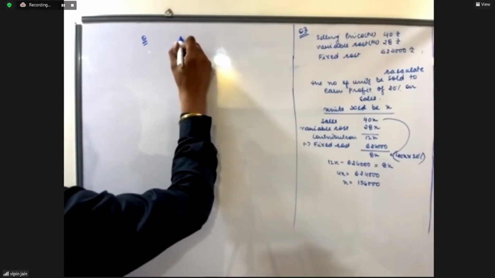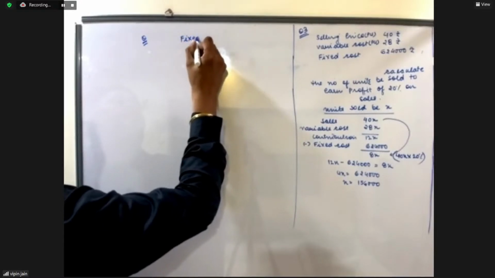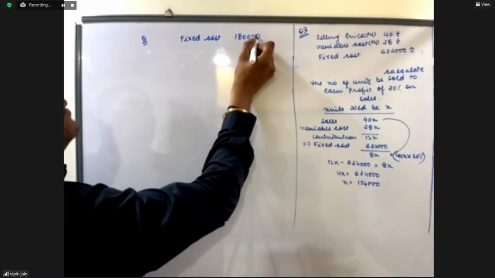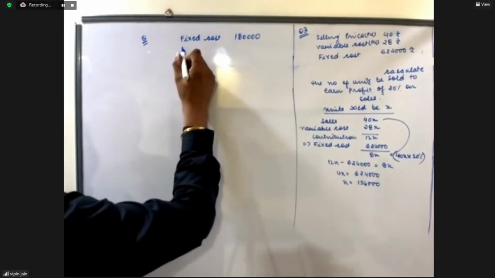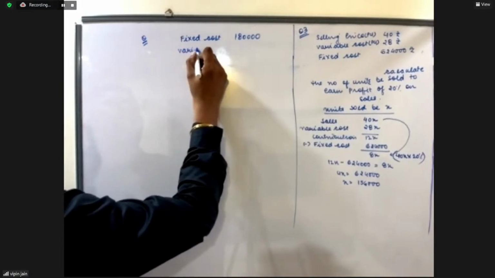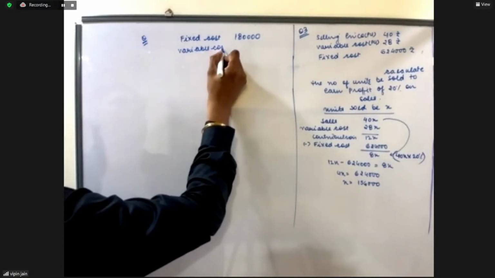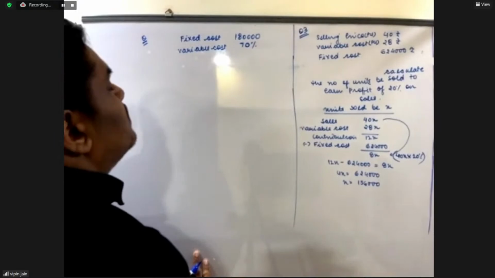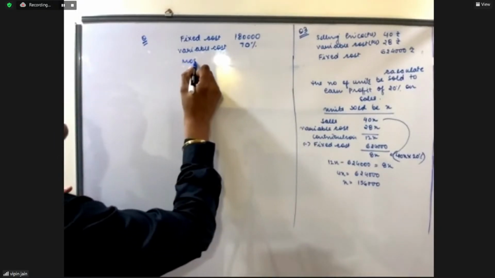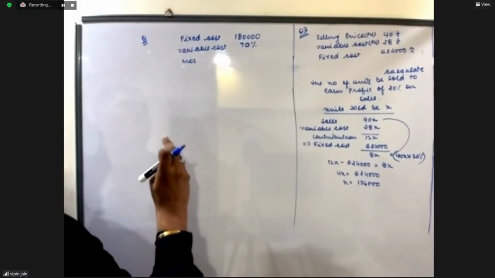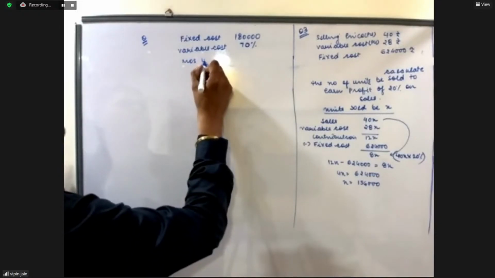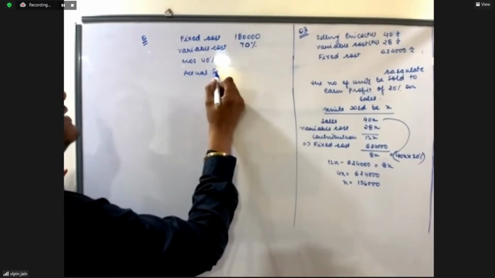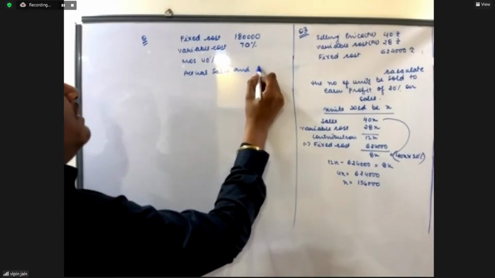Let's say my fixed cost is 1,80,000. Further, my variable cost is 70% and my margin of safety is, let's say, 40%. You have to calculate actual sales and profit.